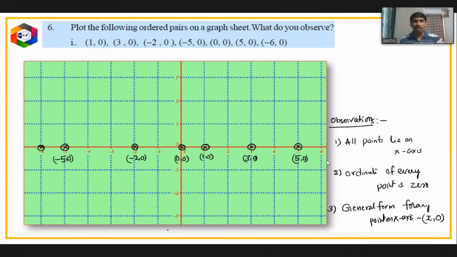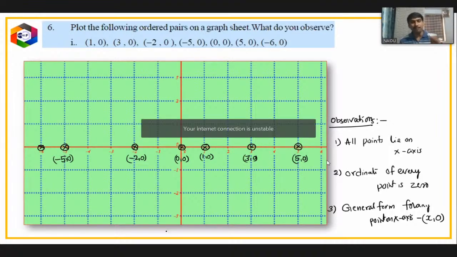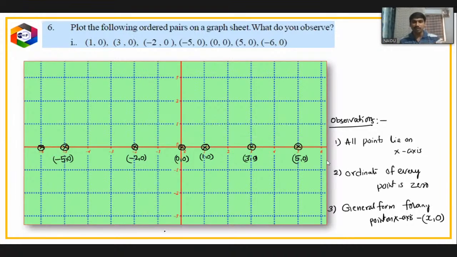So after plotting the points on the graph sheet, first, the points lie on the x-axis, and the ordinate, or the y value, of every point is 0. And third point, the general form. For any point on the x-axis, the x value is something but y is always 0, therefore we can write it as x comma 0. I think it is clear for you everyone, and it is a simple and important question from the examination point of view also. So let us move to the next one.